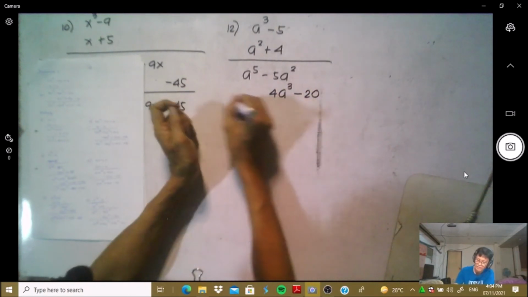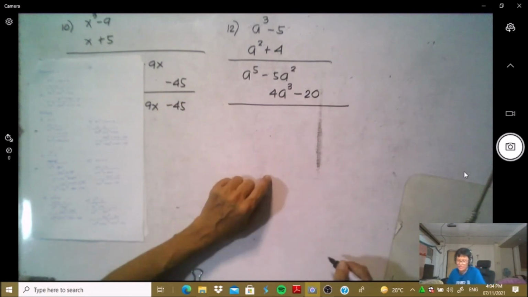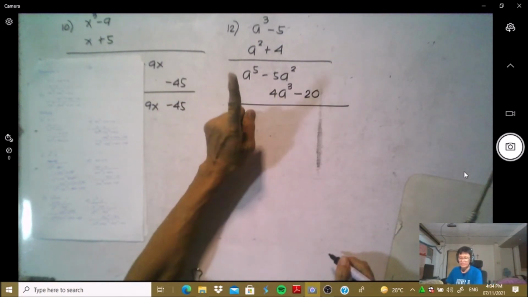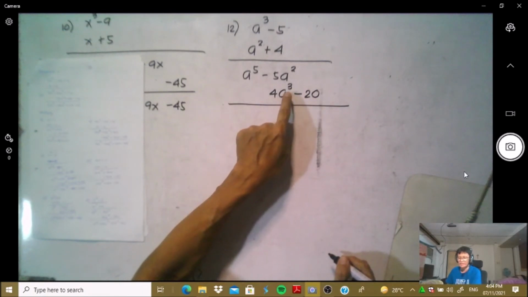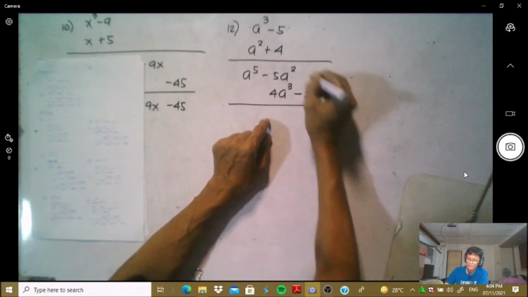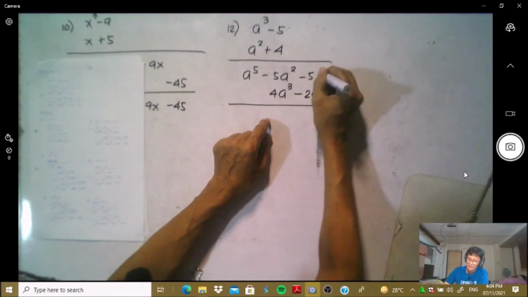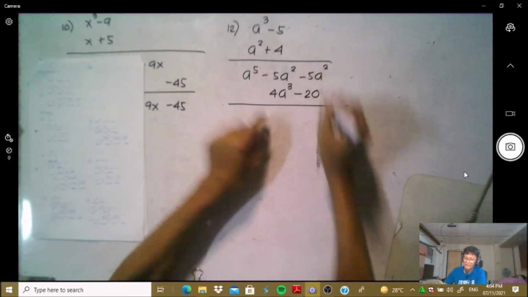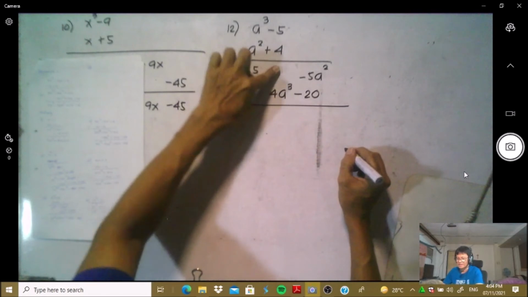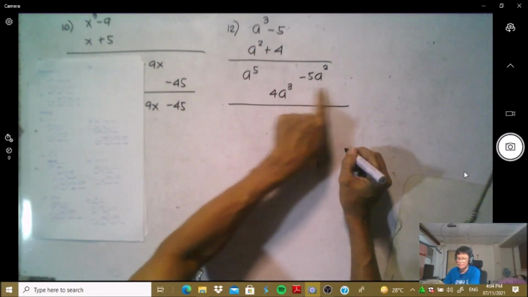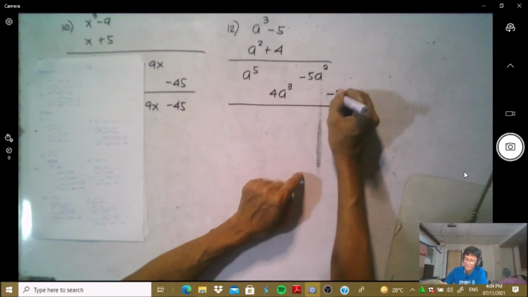Now look at here. We have to adjust because next to a to the fifth is a to the fourth, but we do not have a to the fourth. Next will be a cubed. Okay, so we have to move negative 5a squared to the right, then erase this. Then also this negative 20 is to be moved to the right, 20.